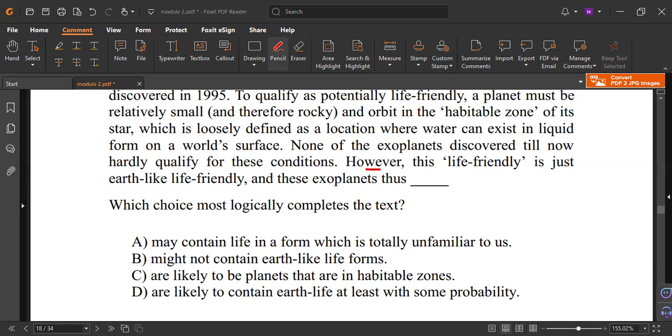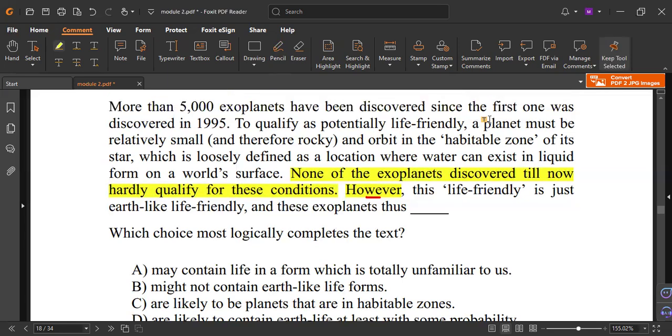Let me help you to find the relationship. I said here, however, it means we need something opposite to something mentioned before. That is the previous sentence. None of the exoplanets discovered up to now qualify for these conditions to live on it, and orbit the habitable zone, as he mentioned here. This is called the conditions. It means we don't find any exoplanets to live in. What is the opposite? To find something we can live in.